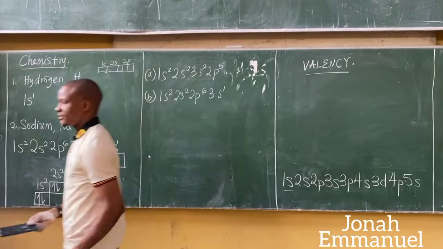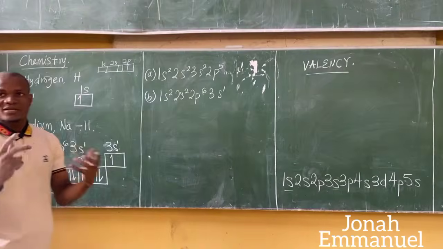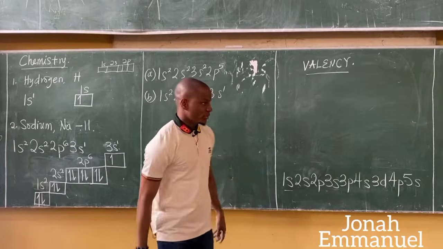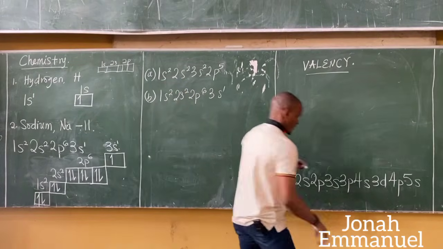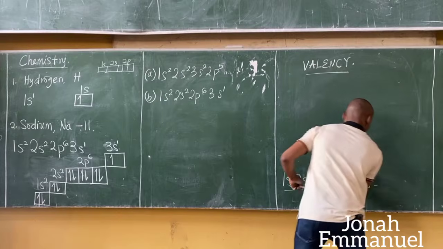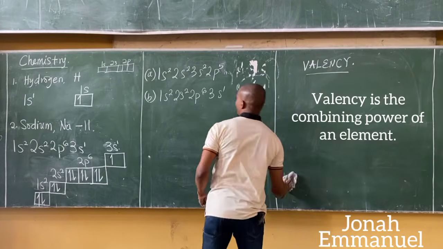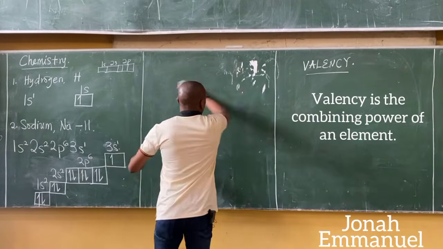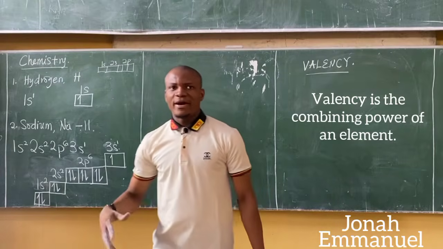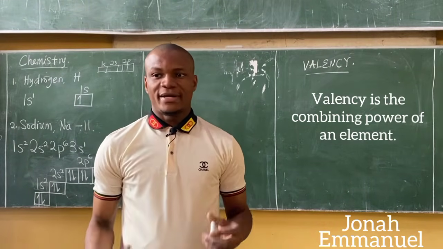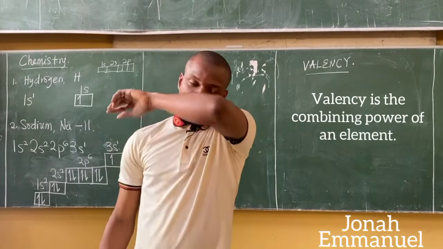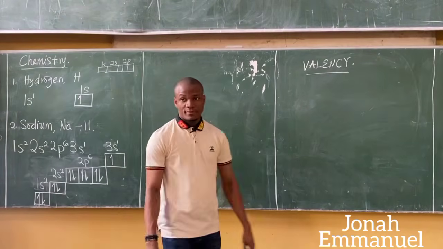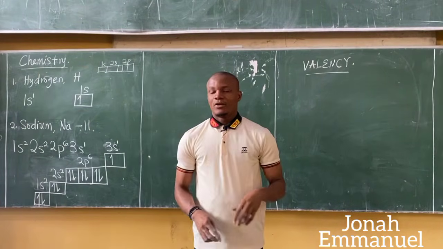I want to take points first before we do past questions, so that I can link everything together. This is our valency definition. Valency is the combining part of an element.